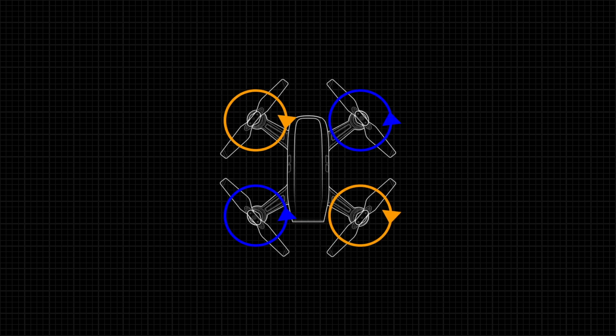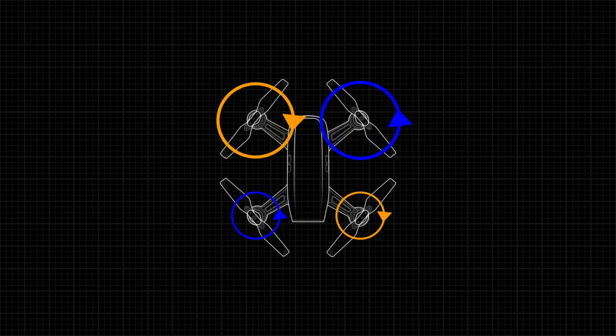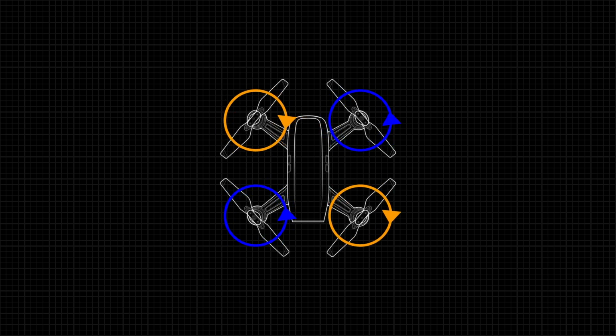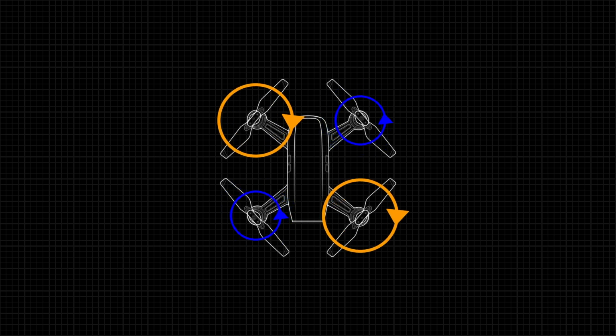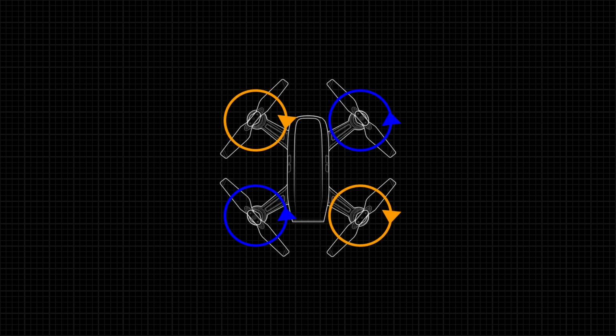The pitch of the drone can be controlled by increasing or decreasing the RPM of the front motors relative to the rear side, effectively moving the drone forward and backward. And finally, the yaw can be controlled by increasing or decreasing the RPM of the motors in one diagonal relative to the other diagonal, effectively rotating the drone clockwise or counterclockwise.